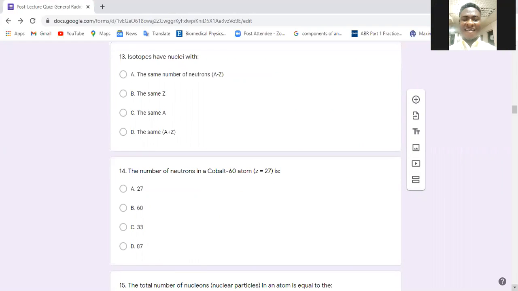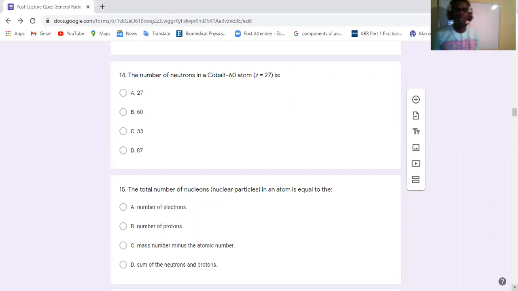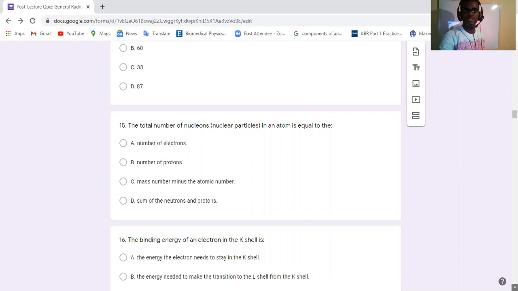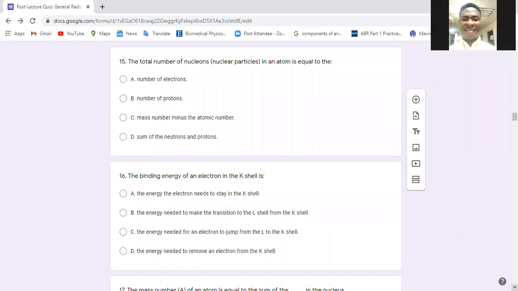Number 13. B. They have the same Z. Number 14. The number of neutrons is just 60 minus 27, which is C. Number 15. The number of nucleons per atom is what? D. The sum of the neutrons and protons. That's the nucleons, the nuclear particles, which is the mass number.